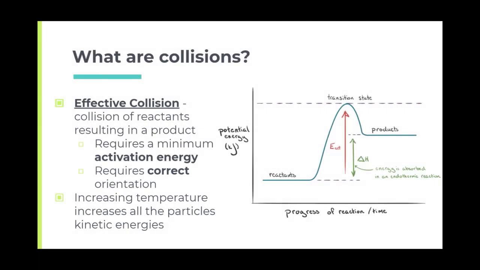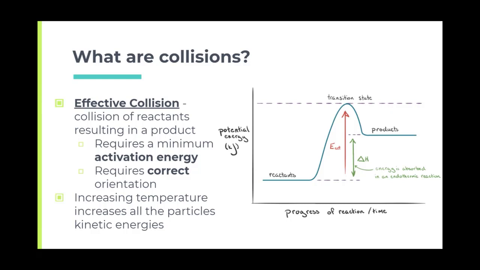So what kind of collisions are there? Not every collision is going to produce a product. Like I said earlier, you need to have a minimum activation energy. They need to have a certain amount of energy as they're colliding with each other for them to become products. On top of that, the reactants also need to have the correct orientation. If they bounce off each other and they don't hit at the right orientation, then they're just going to bounce off again.